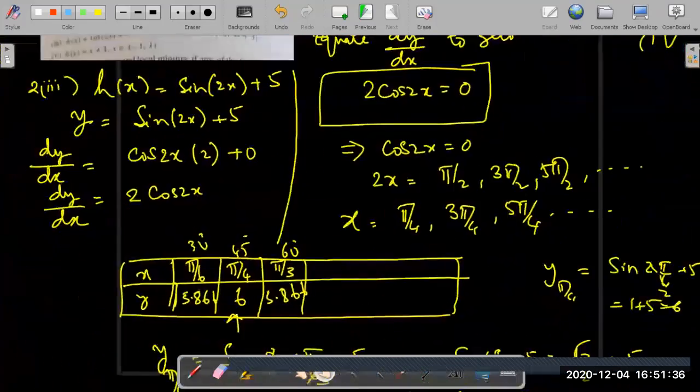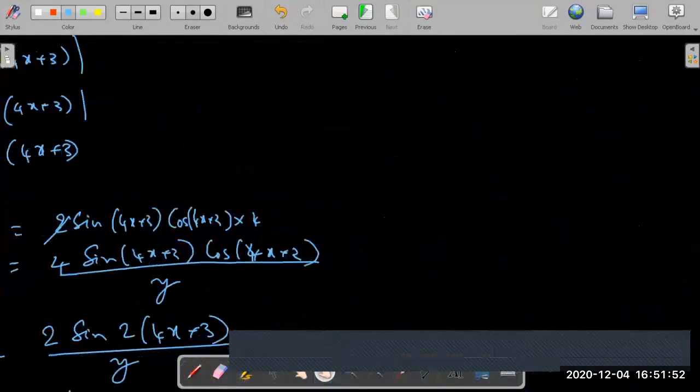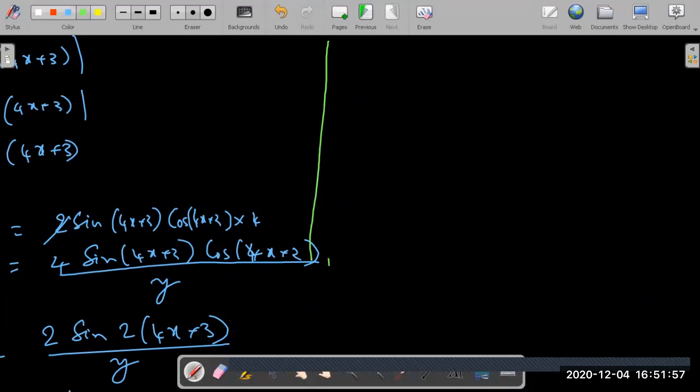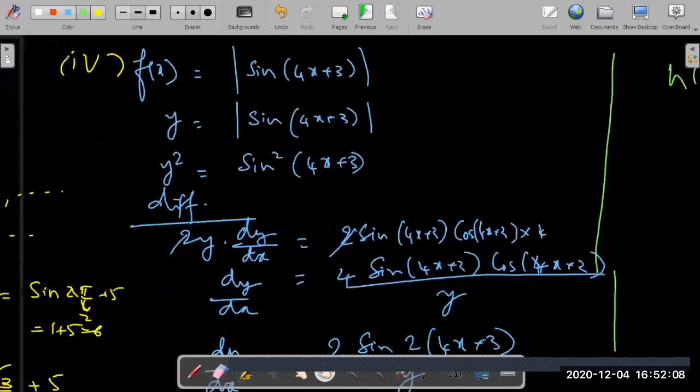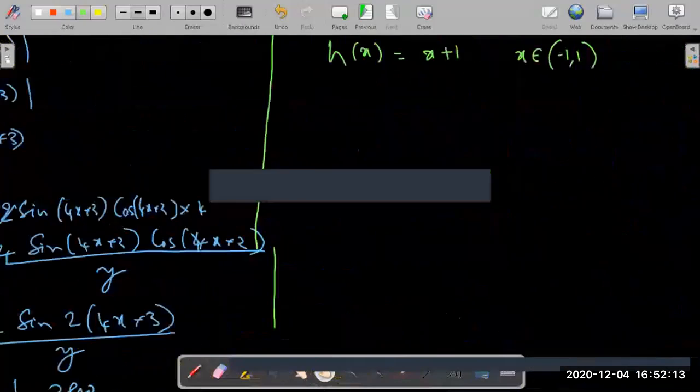I think there's one more question in this. h of x is equal to x plus 1, and x is between minus 1 and 1. That's it. So h of x equal to x plus 1, and x belongs to minus 1, 1. I think, right? That's what it is. Minus 1, 1. Correct.